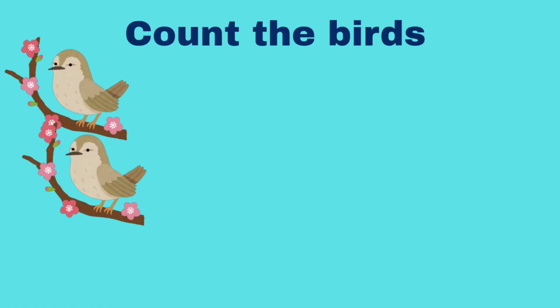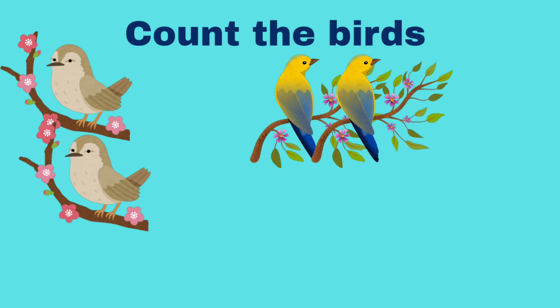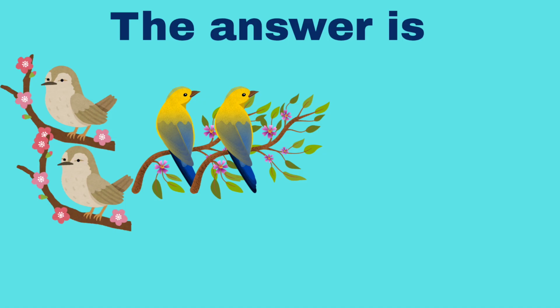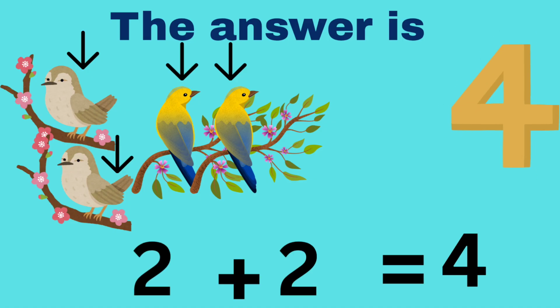Let's try to count the birds. Here we are seeing 2 birds on the left side and 2 birds on the right side. How many are there in total? Let's count to know. 1, 2, 3, 4. In total, there are 4 birds. So 2 plus 2 equals 4.